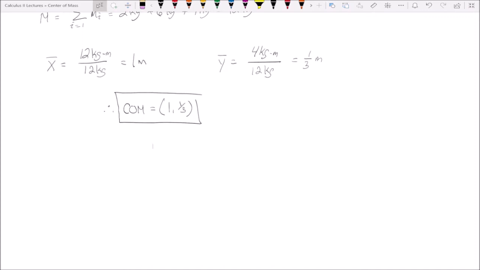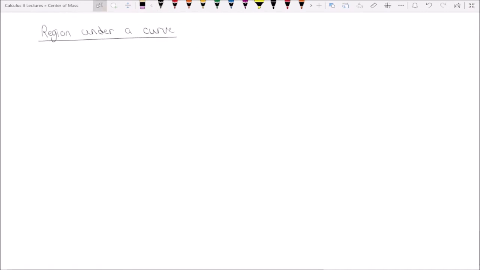We now consider a region under a curve. So this typically defines a lamina. All a lamina is a thin sheet of material. And we refer to the center of mass of a lamina as a centroid.